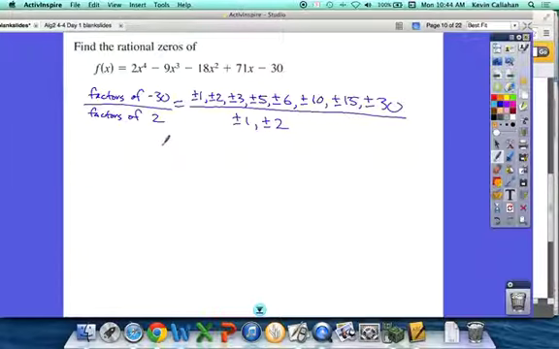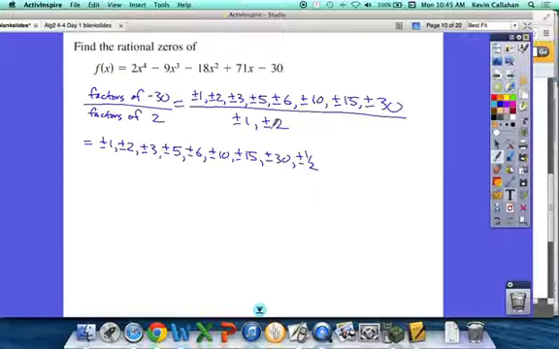Now, there will be some which kind of repeat. Here's my list. Plus or minus 1, plus or minus 2, plus or minus 3, plus or minus 5, plus or minus 6, plus or minus 10, plus or minus 15, and plus or minus 30. That's the over 1. Now when I do the over 2, the first one, 1 over 2, is a half. The second one is 2 over 2, but that's 1. That's already in our list. We wouldn't write it again.